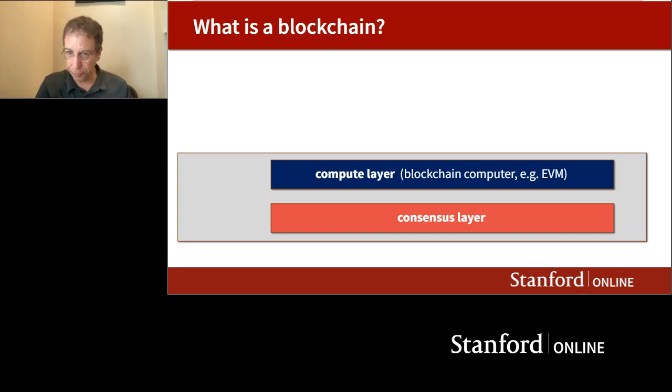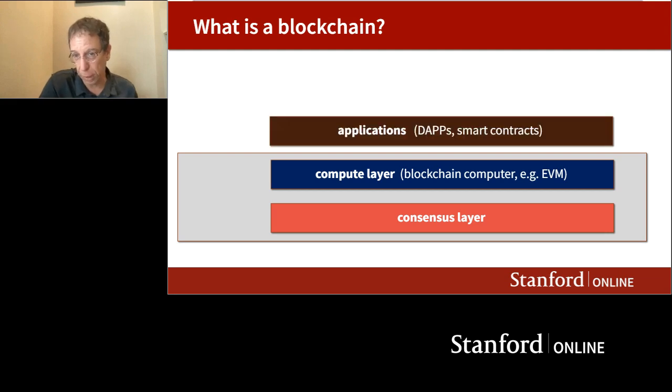If you think of Ethereum, there's a consensus component and there's a compute component, namely the EVM. If you think of Bitcoin, there's a consensus component, and then there's a bit of a primitive compute component that is the Bitcoin scripting language. And the same is true for many other blockchains. Once we have these two components, consensus and compute, we can start writing applications on top of the blockchain computer.